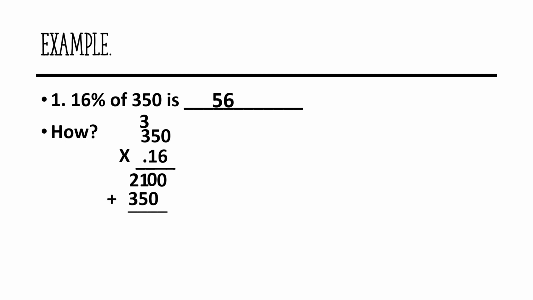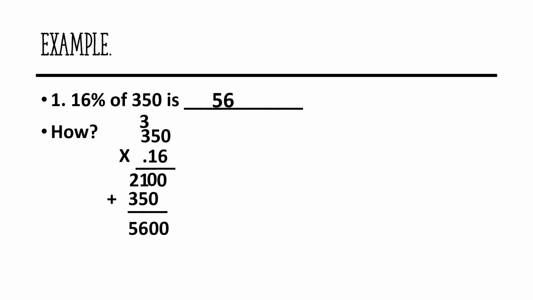Then, we add the numbers. Alright, let's add. Bring down 0. 0 plus 0 is 0 again. 1 plus 5 is 6. 2 plus 3 is 5.